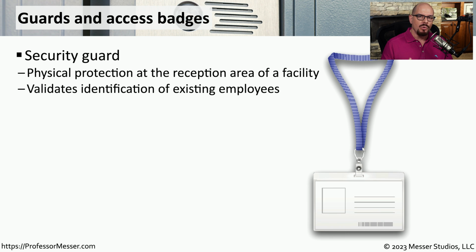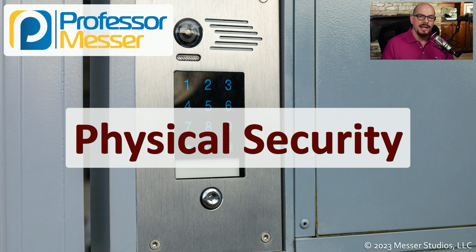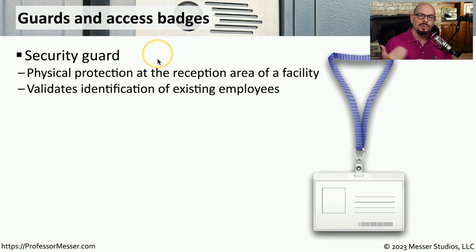But sometimes you need more than a camera or some type of automated security. And if that's the case, you may want to add a security guard for physical protection for anything that may happen in a particular area. This is someone who may sit at a front desk and validate that anyone walking into the building is either an employee or someone who is allowed in as a guest by an existing employee.